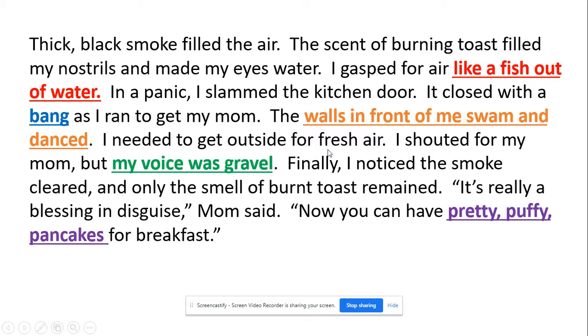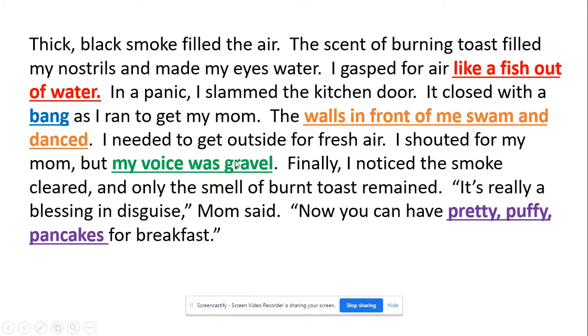I needed to get outside for fresh air. I shouted for my mom, but my voice was gravel. So gravel is like rocks. And let's think about this. My voice was like gravel. He is comparing his voice to gravel. However, we do not see the words like or as. Therefore, this is an example of a metaphor.